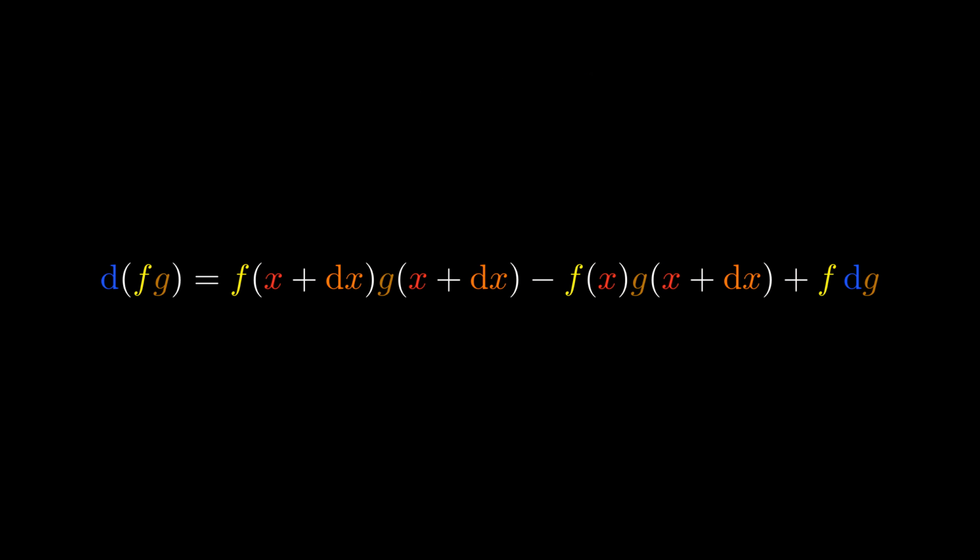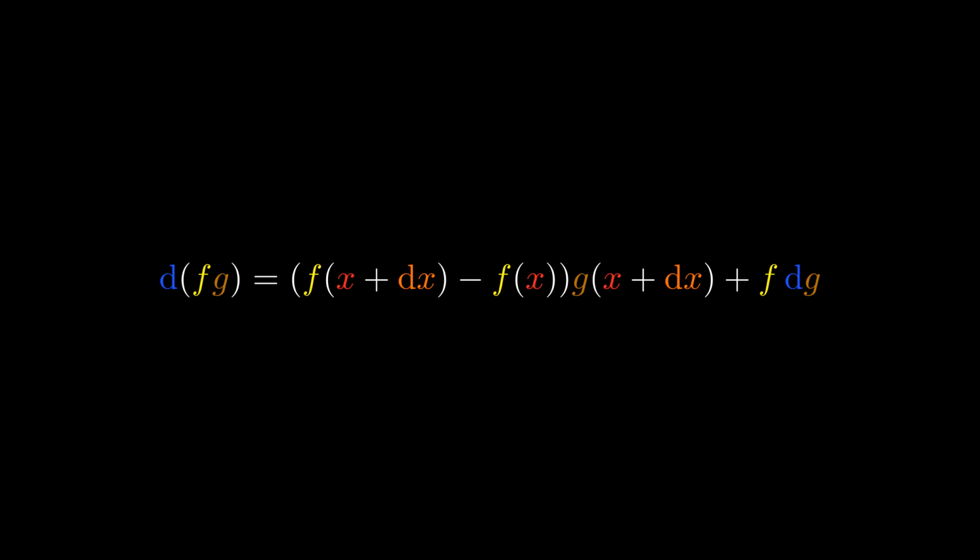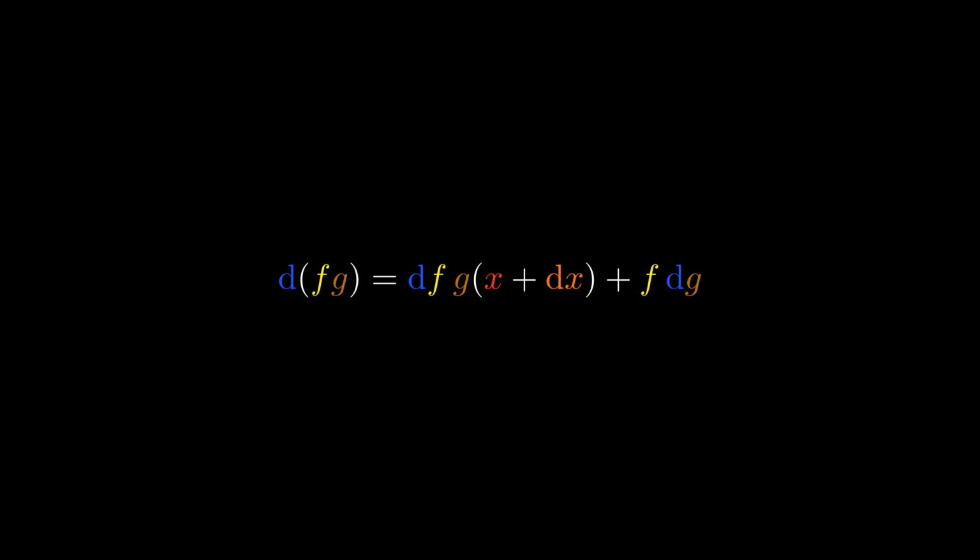To get the correct answer, we need to find some way to get this part to be df g. To do this, we can first factor out g of x plus dx. This part here is now df. At this point, because dx is small, we can drop it here. Either way, we know that the differential of a product is given by this equation. A natural next question is, how do you find the differential of a quotient?